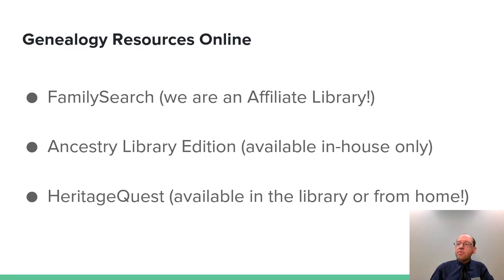So now that we went through a little bit of what we have here in-house, let's go to what's available online. And we're going to be looking at 3 specific resources. So we have Family Search, Ancestry Library Edition, and Heritage Quest. Again, each one does the same thing roughly, but in a different way, and each one has its own pros and cons, which we'll go through in a little bit.